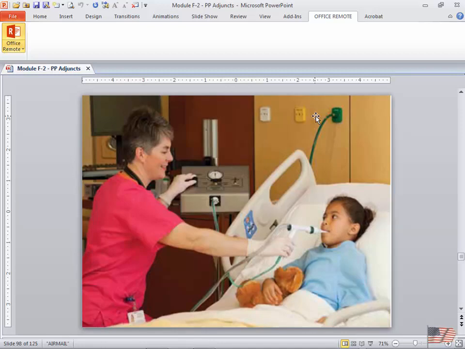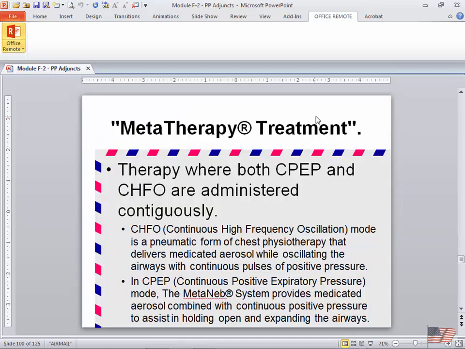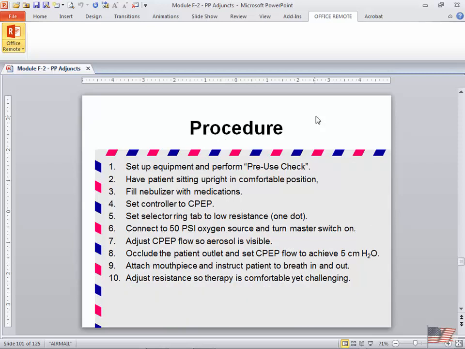You see their young child doing it. Apply it to a face mask if the patient can't keep the mouthpiece in. So continuous positive expiratory pressure. We're allowing the pressure to keep the airways open and splint them, and then we're doing the high frequency oscillation, pneumatically changing the pressure to cause that vibratory effect. So the same two processes.